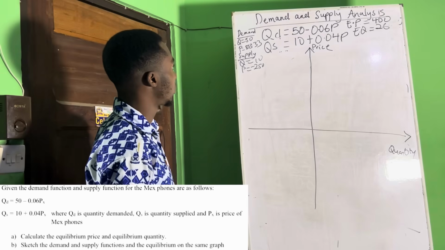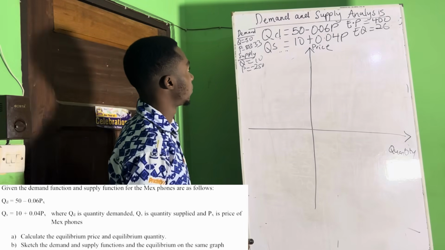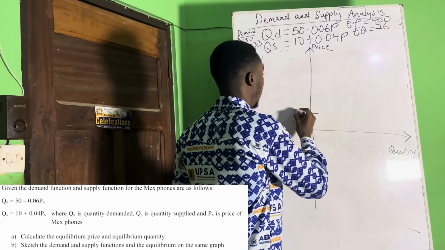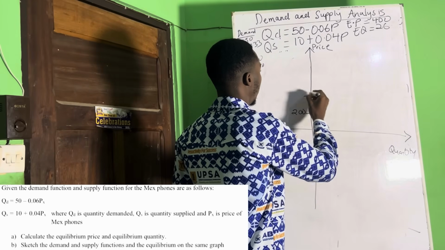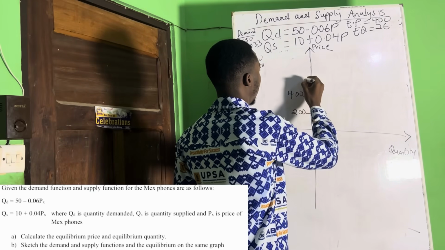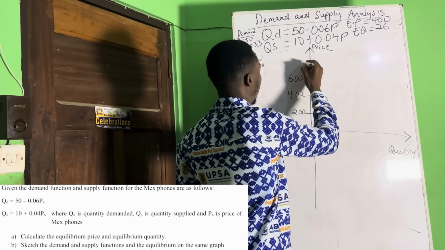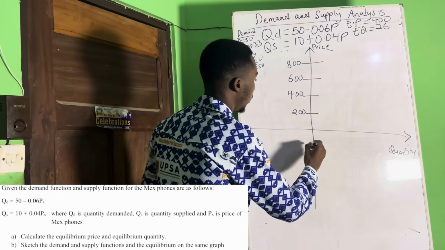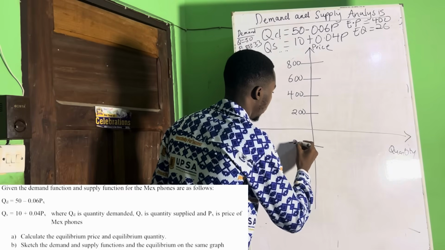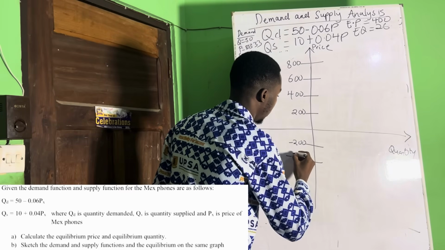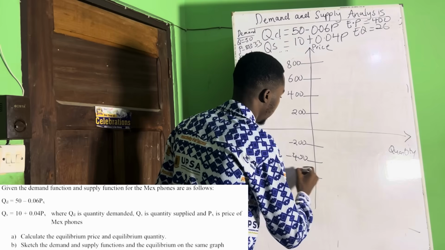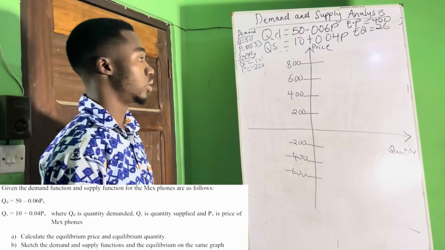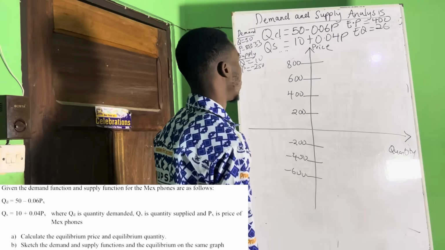So let's use 200, 400. So you can make here 200, here will be 400, here will be 600, here will be 800. Do you get it? Then here will be negative 200, here will be negative 400, here will be negative 600, and so on. You can decide to use the scale you want. Do you get it?